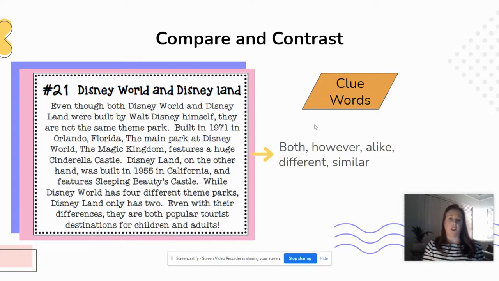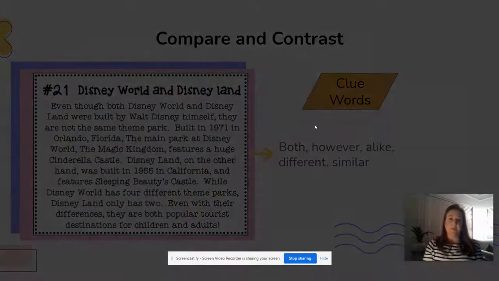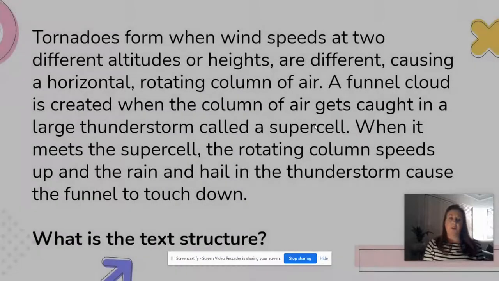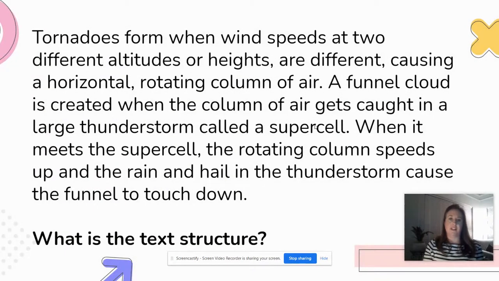Okay, so with this particular text, we see how the 2 parks are alike and also how they are different. So you can look for clues like both, alike, different, or similar. Okay, so let's practice some more looking at text structure. Okay, so what we're going to do is look at some various texts and figure out what is the text structure out of the 5.